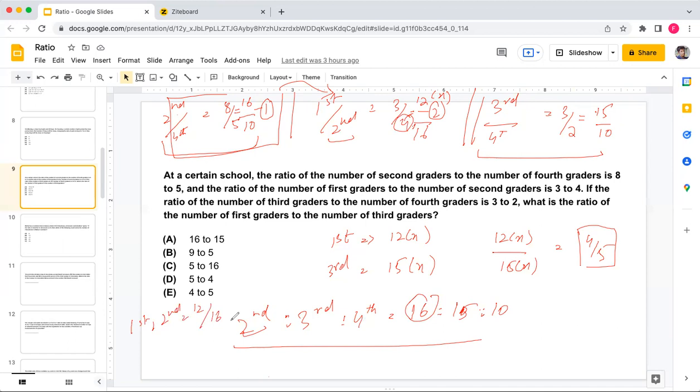Now we have all of these common. 2 is common in both. Now you can combine all of these: first ratio second, ratio third, ratio fourth. So what is first? 12 ratio 16, ratio 15, ratio 10. Now what the question asks is the ratio of the number of first to the ratio of third, which is 12 by 15, and that is 4 by 5.